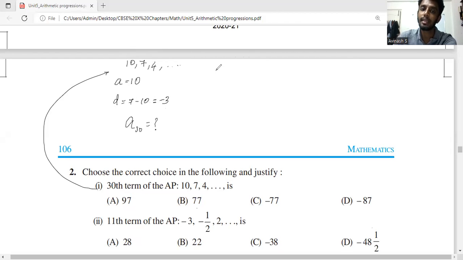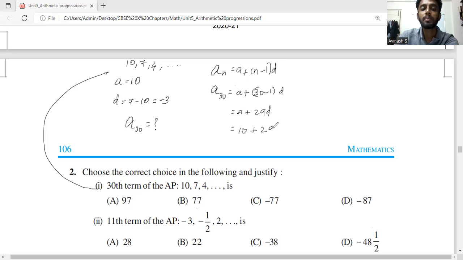30th term means A30. So we know the formula, which is A n equal to A plus n minus 1 into D. Now, in the place of n, we substitute 30. We get A plus 30 minus 1 into D. So this will become A plus 29D. We know the values of A and D. We substitute it here. 10 plus 29 into minus 3. So we get 10 minus 87. So you will be getting minus 77 as the answer. So the answer will be option C.